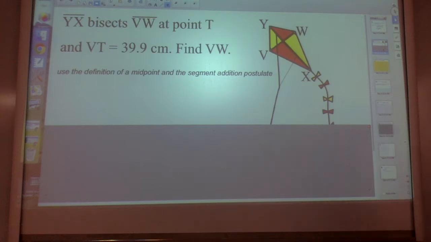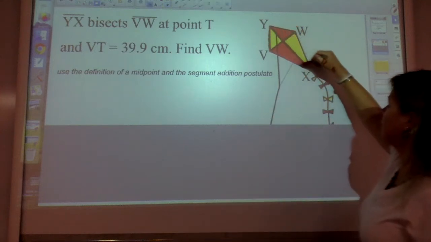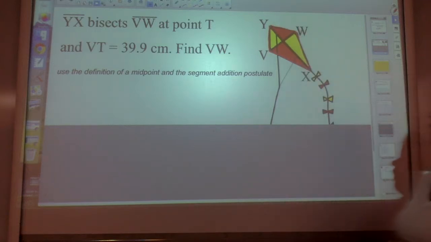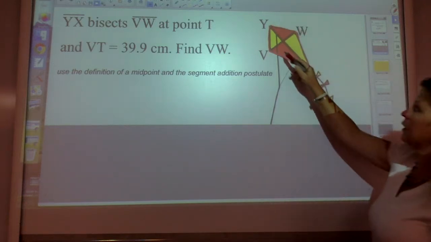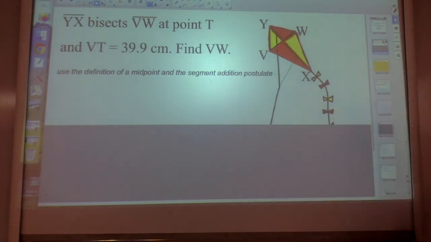Take a look at this. Draw the kite if you want to, or even if you don't draw the entire kite, at least draw Y to V to X to W back to Y again. Draw the outline of the kite. And also draw the stripes through the middle of the kite. You need both, the segments through the middle of the kite.